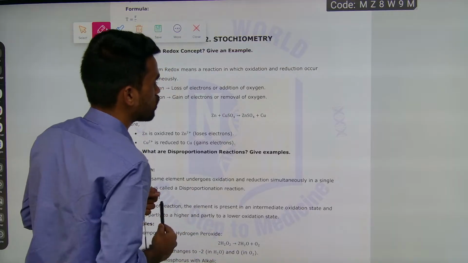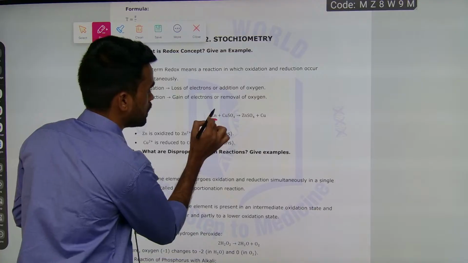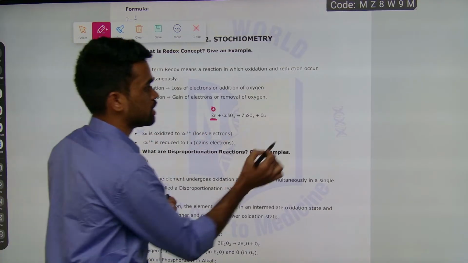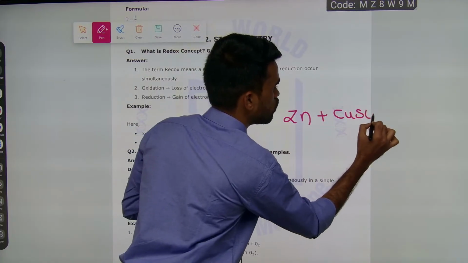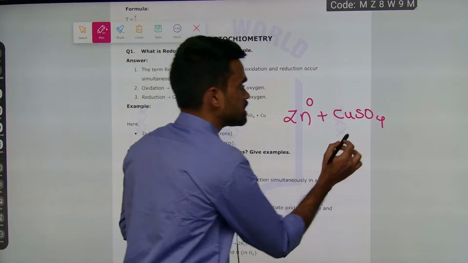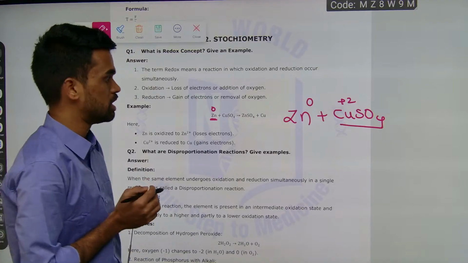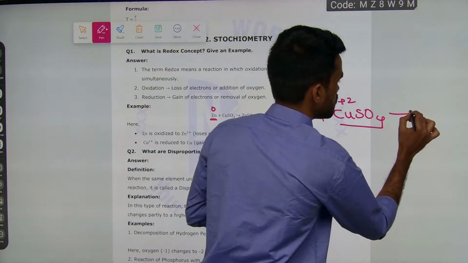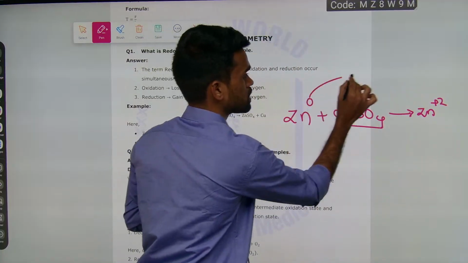Just look here. Here we have zinc in metallic form, in zero oxidation state. Just see what I am writing, Zn plus CuSO4. Now what is the oxidation state of zinc here? 0. And in copper sulfate, copper is in +2 oxidation state. Now what is happening here? Zinc is converting into Zn +2. It means 0 is converted into +2.